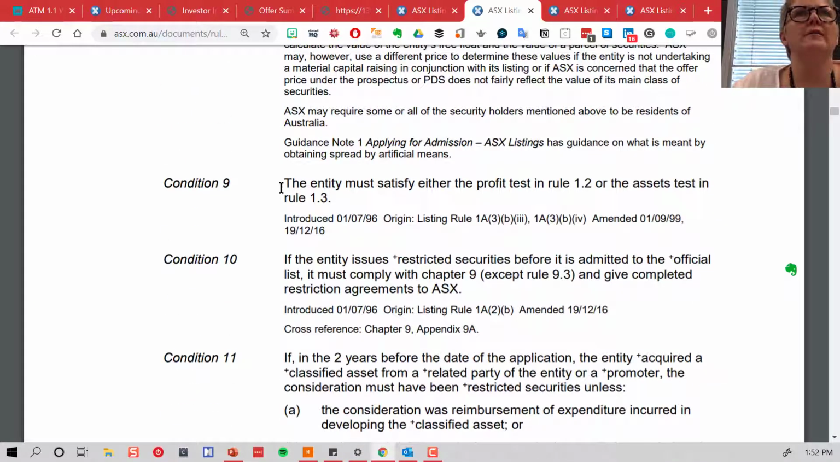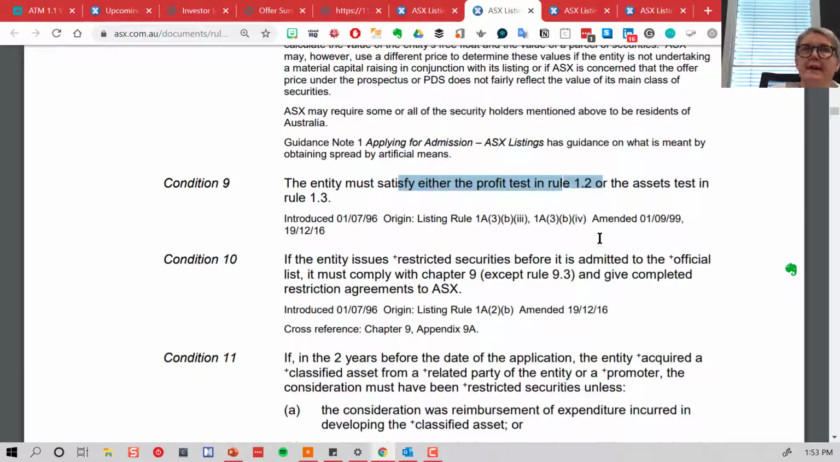So we're going to look then at the next two rules. Basically, condition 9 is one or other of the profit test or the asset test. So really, this is the gold standard: a company that is profitable, has shown profits for a period of time. We'll look at the rules so I can remember the numbers exactly. That will meet that requirement. The assets test is effectively saying for companies that aren't profitable that you have enough cash in the bank that your assets are sufficient for you to meet the objectives and the commitments that you have.